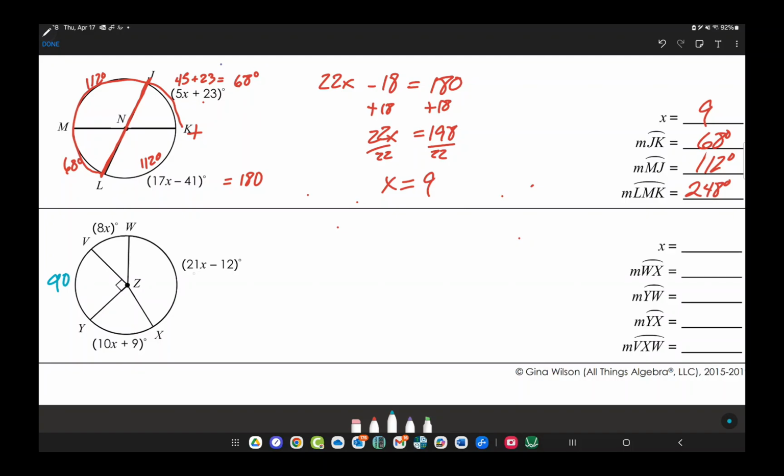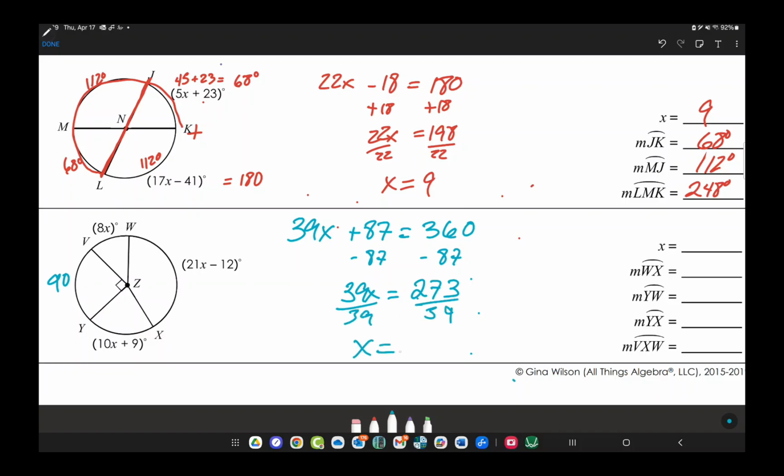So 8x plus 21x plus 10x gives you 39x. 90 plus 9 is 99. 99 minus 12 is 87. So plus 87 equals 360. Subtract 87. We get 39x is equal to 273. And divide that by 39. X is equal to 7.